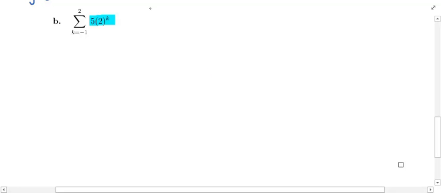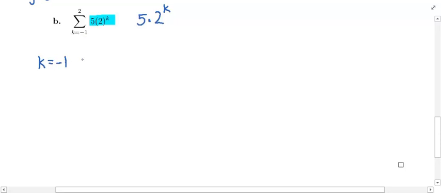So when you look at this, the 5 is not raised to the k power. This is basically 5 times 2 to the k power. So the 5 is just multiplied out front. All right, so what we're going to do here is start at k equals -1. This is our lower limit of summation. That's where we start.